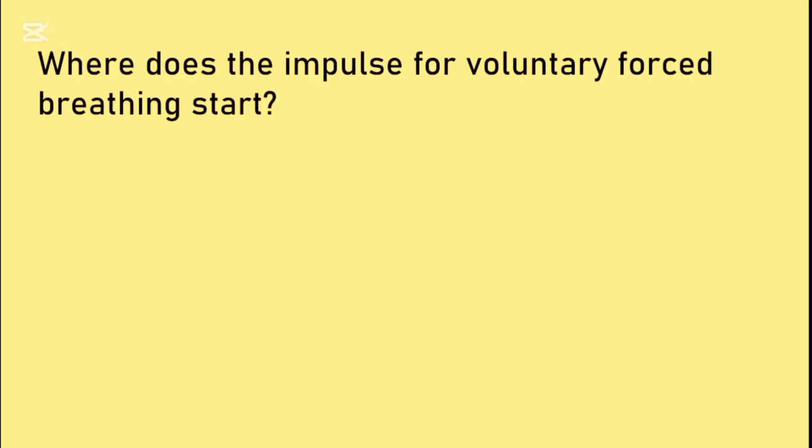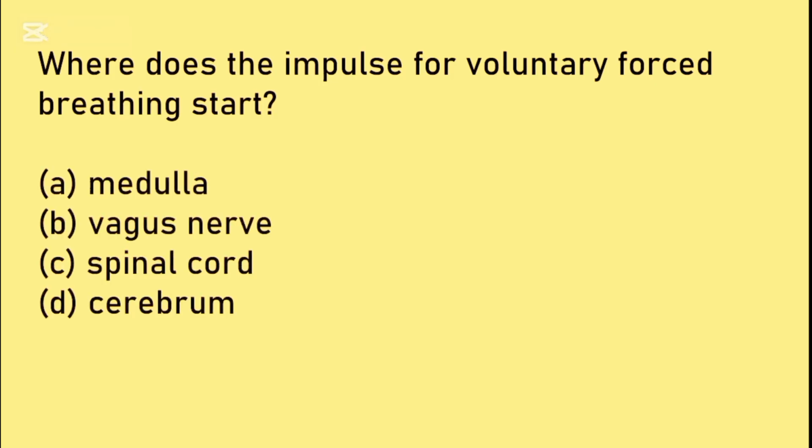Where does the impulse for voluntary forced breathing start? Medulla, vagus nerve, spinal cord, cerebellum. Correct answer is D. Cerebellum.